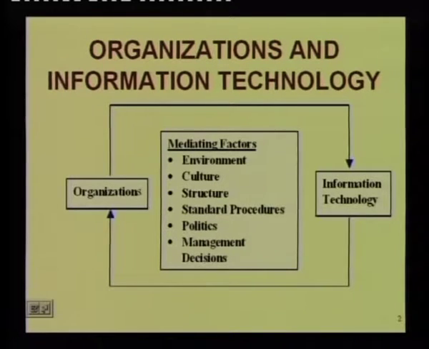Now, as it is very clear from this particular picture, information technology and organization are connected in a feedback loop. That is, the organization requires information technology, and information technology in turn helps the organization to change its ways of doing business. The procedures, environment, culture, structure, standard procedures, politics, management, decisions, all these things have influence on the information technology. Similarly, the new developments that come in hardware and software technology are also connected to the needs of the organization.